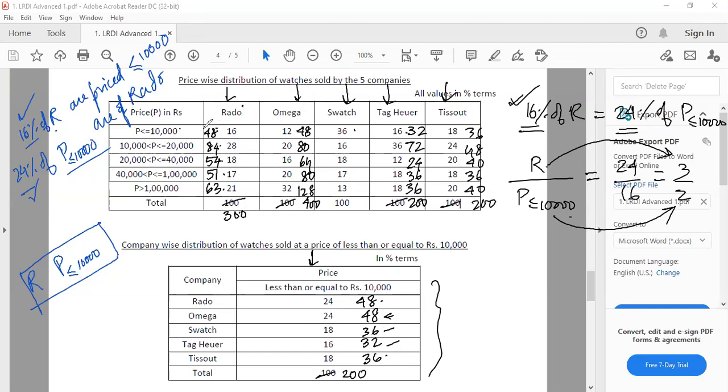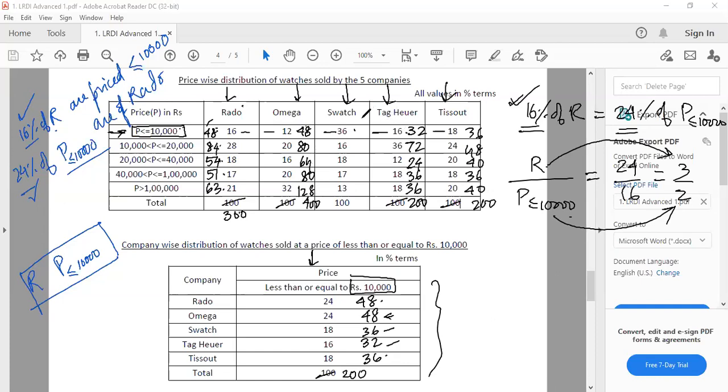The common feature is this line, okay? Because price less than equal to 10,000 is what is mentioned here. So you'll just focus on the values of this line, in the first row only. Here in Omega, the value is 12, but we just now saw that Omega has become 48, right? So this 48 must be the same as that 48. In order for that to happen, I have to make it 4 times. So everything will become 4 times.